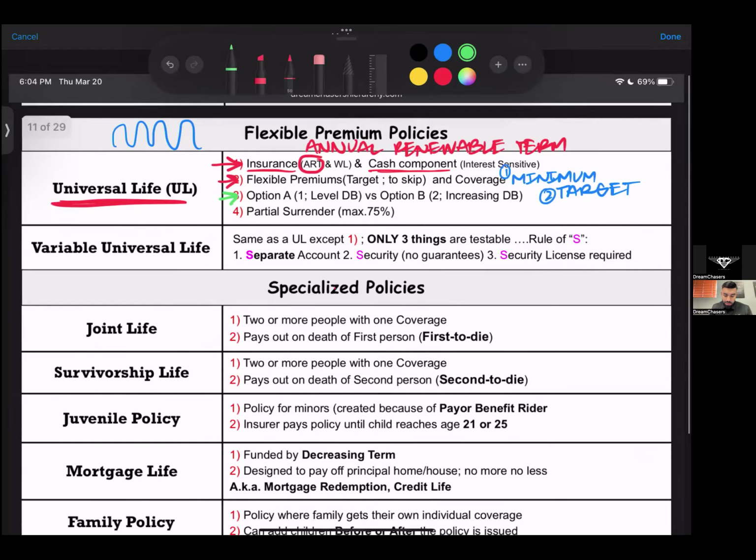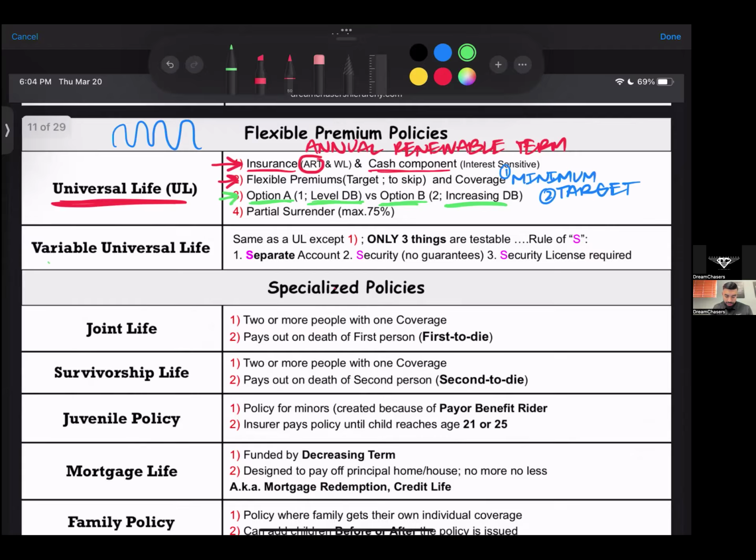Now, option A is what is known as a level death benefit. Option A, or option one, is a level death benefit, meaning you're only going to get one. Option B is known as increasing, so you're going to get both. For test purposes, I won't break down exactly how both of those work, because all you need to know is option A is a level death benefit with the IRS corridor, and option B is increasing. And you can also partially surrender that policy.